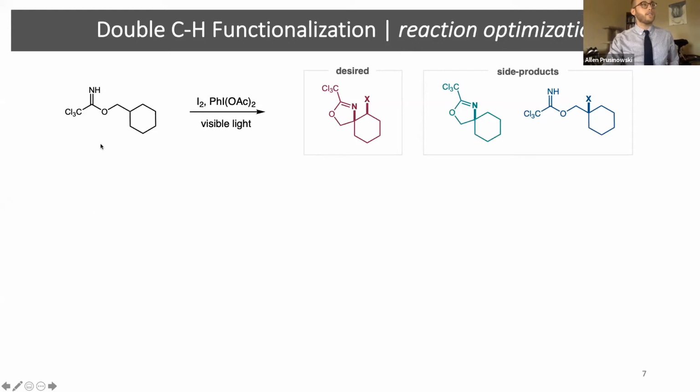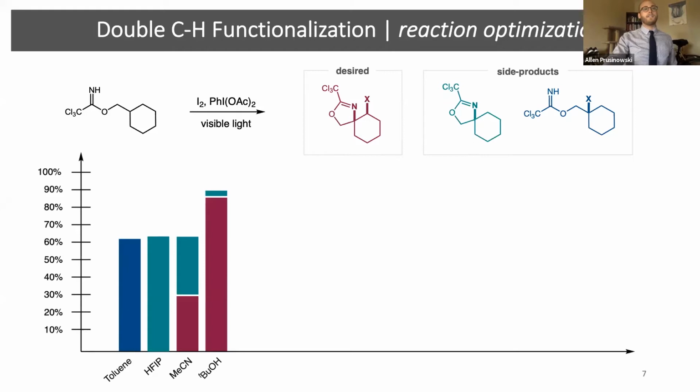So we started off with this trichloroacetimidate. These are incredibly easy to synthesize, and we use iodobenzene diacetate and molecular iodine in the presence of visible light. We were trying to get to this difunctionalized product, but we were well aware that the C–H amination and C–H halogenation was also a possible pathway. We saw an incredible solvent effect in this reaction, where nonpolar solvents like toluene gave us the C–H halogenation reaction. Switching to HFIP as the solvent, we actually see complete selectivity for the C–H amination reaction.